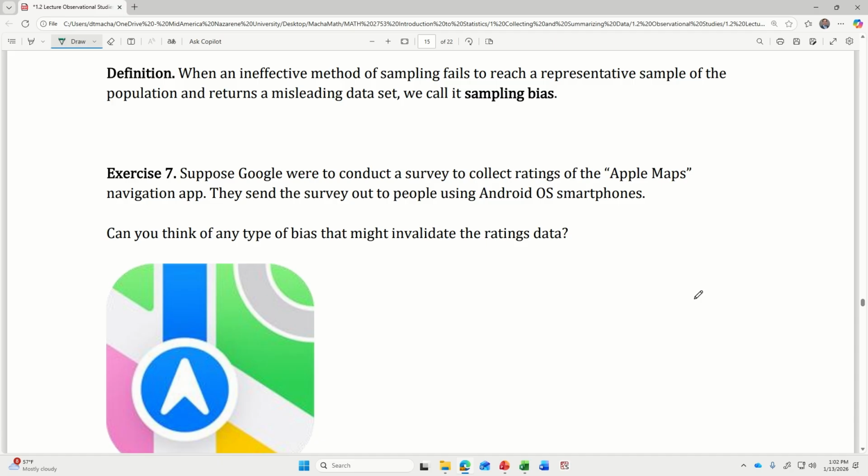When an ineffective method of sampling fails to reach a representative sample of the population and returns a misleading data set, we call this sampling bias. So bias is getting a misleading data set.